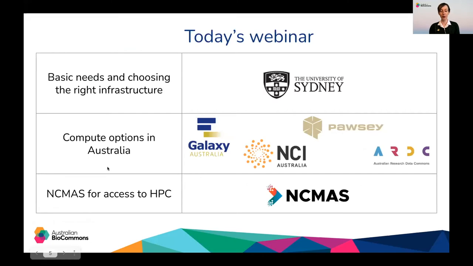Access to compute infrastructure is fundamental for bioinformaticians and life science researchers, but it can be challenging to know where to get started. This webinar has been jointly organised with the Sydney Informatics Hub and is intended to give you an idea of the resources that are available in Australia and the applications that they are suited for. We'll hear about several computing resources available to Australian researchers. These include Galaxy Australia, the Nectar Research Cloud, NCI, Pawsey, and we'll also introduce the National Merit Allocation Scheme for access to HPC. Finally, we'll wrap up the webinar with a short Q&A.